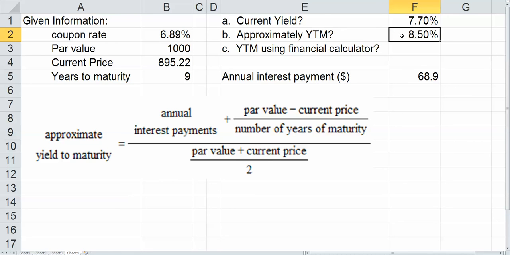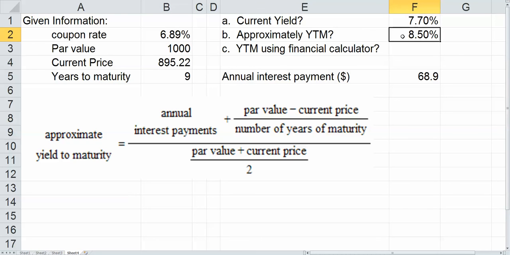So what we want to do is make certain that this answer is higher than the coupon rate, which it is. And again, the approximate yield to maturity should be higher than the coupon rate because we can buy the bond for less than par. If the current price had been higher than par, then the approximate yield to maturity should have been lower than the coupon rate.